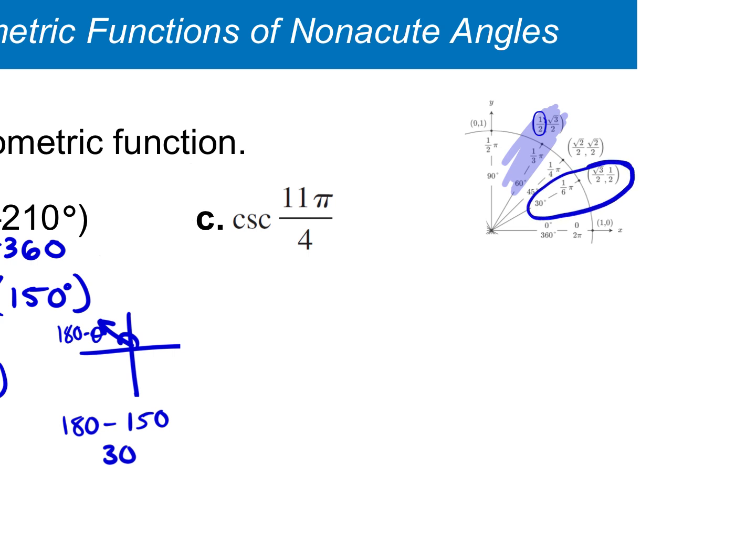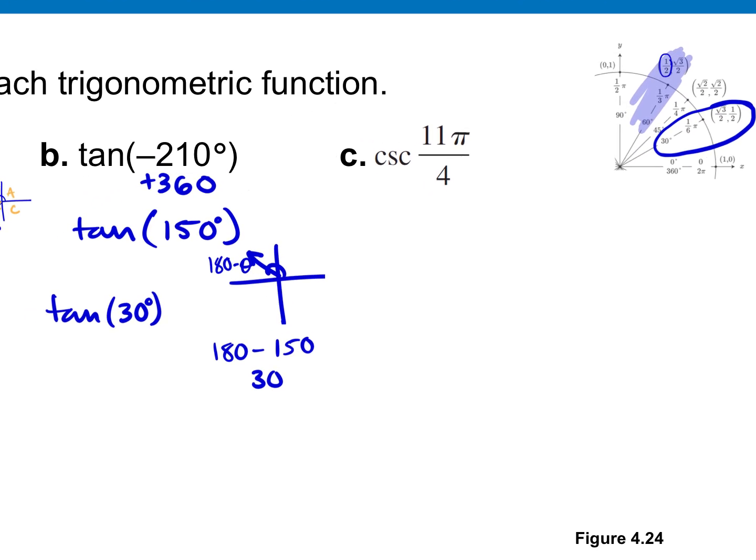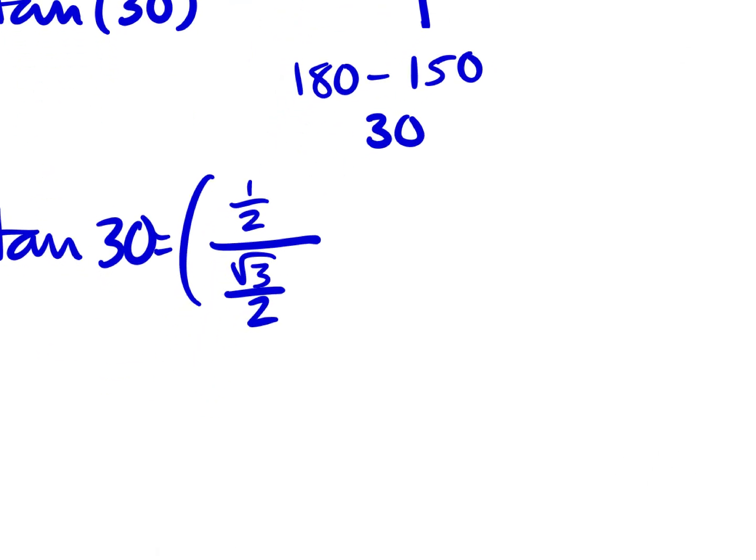Tangent is what over what? Y over x. Tangent is y over x. So the tangent of 30 would be, what's our y? 1/2 over x, which is square root 3 over 2. What do we do when we have a fraction and a fraction? Keep, change, flip. We're going to keep the top, change to multiplication. We're going to flip the bottom to 2 over square root 3.